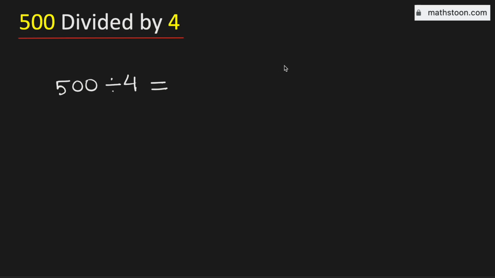In this video, let us learn how to divide the number 500 by 4 using the long division method. Consider the first digit 5. We know that 4 times 1 is 4. Subtract, we get 1. Now 1 is less than 4. That is why we will bring down this number 0 here.